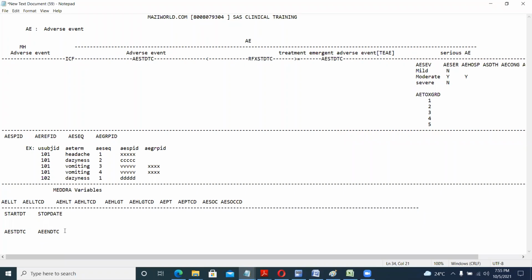The raw data variable will be numeric, in date and time format. This one also will be numeric, in date and time format. What you need to do is first convert them into character, and next convert them to ISO 8601 format. This is your job in the adverse event start date and stop date.